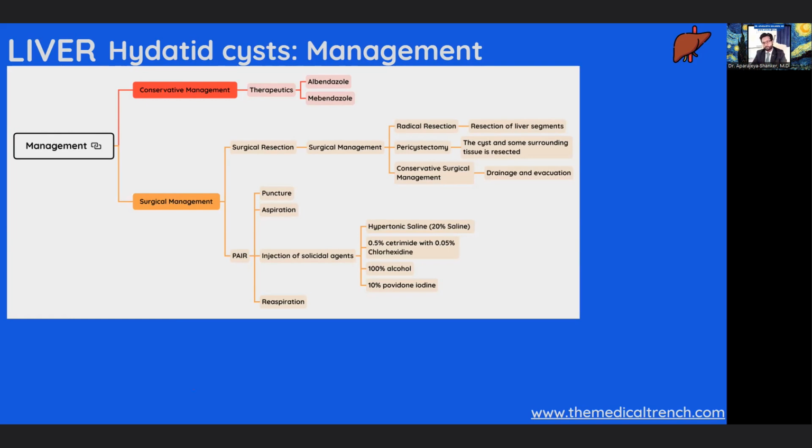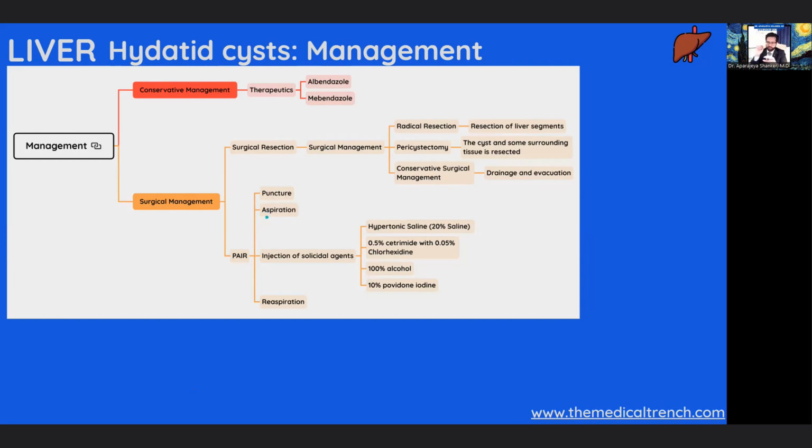But in some cases, when the cyst is very large, you have two options. You can do surgical resection, and we do two things here. First is the radical resection, where you resect the entire liver segment that is involved. You can also do something called a pericystectomy, in which you look at the cyst and excise around it, keeping a margin. You take part of the cyst and resect the tissue around it. That's all.